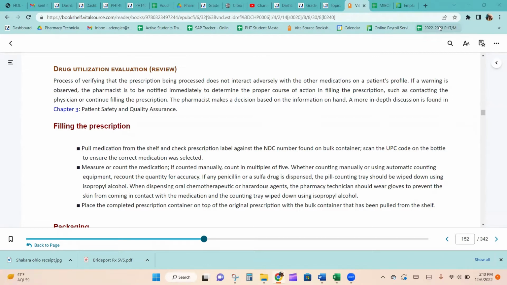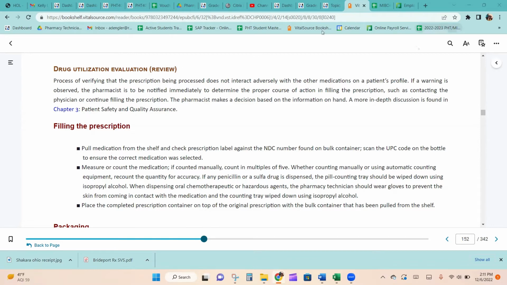So, filling the prescription: you're going to pull the medication from the shelf and check the prescription label against the NDC number found on the bulk container on the shelf. Scan the UPC code on the bottle to ensure the correct medication was selected. Measure and count the medication. You should count in multiples of 5.